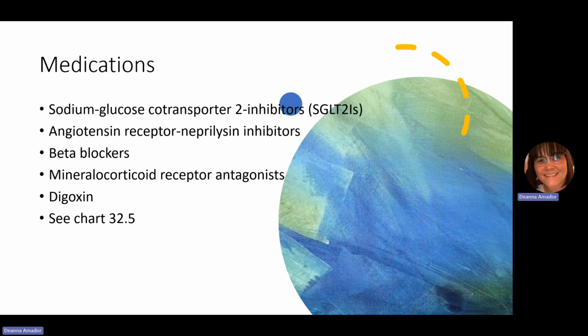And then digoxin, which is our positive inotrope medication. Always remember digoxin is never first-line treatment for anything, but if somebody is having symptoms and they're on other medications and they're still very symptomatic, they could add digoxin to try to help alleviate some of those symptoms like fatigue, dyspnea, and exercise intolerance. You can see more in your book on chart 32.5. I don't know what page that's on. It'll also talk about ACE inhibitors and ARBs and stuff like that too.